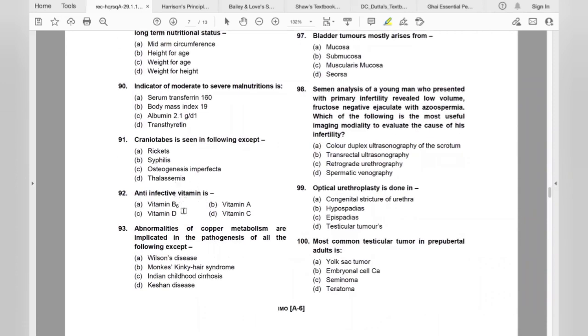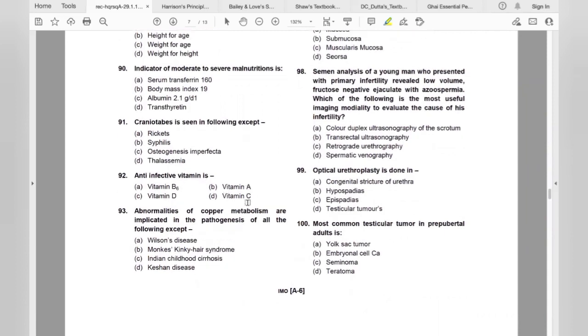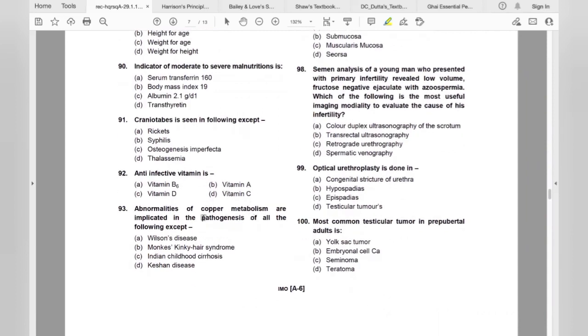Anti-infective vitamin is vitamin A. Abnormalities of copper metabolism are implicated in the pathogenesis of all of the following except. So answer is Caisson disease.